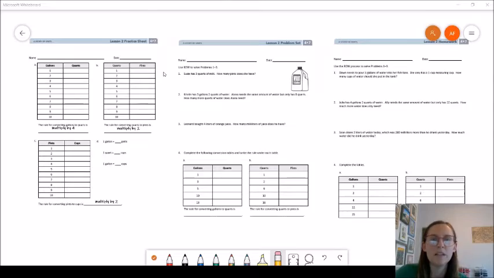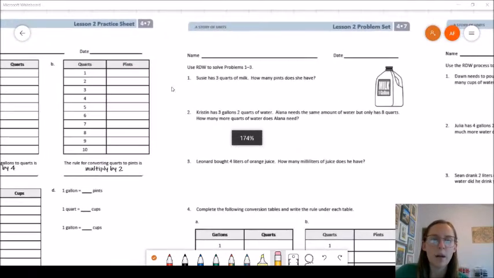When you complete your Lesson 2 problem set, your must-do problems are questions 1 and 2. And it says to use the read, draw, write process to solve problems 1 through 3. Again, you're only supposed to do 1 and 2 for your must-do problems, but you can go above and beyond and do more if you would like to.